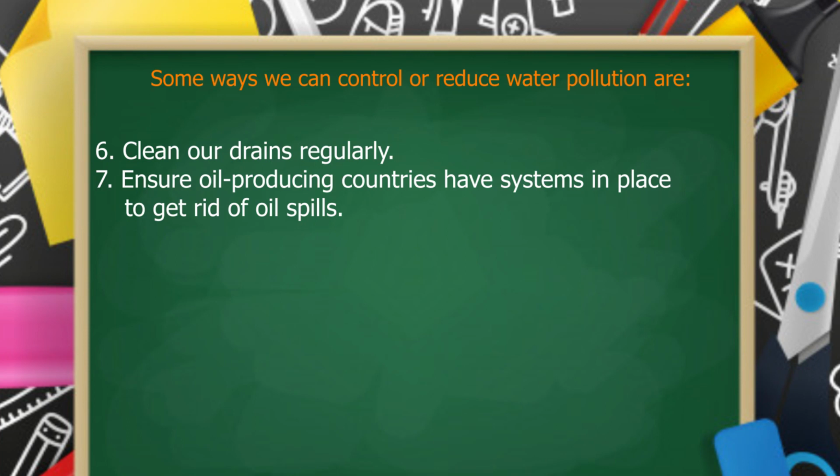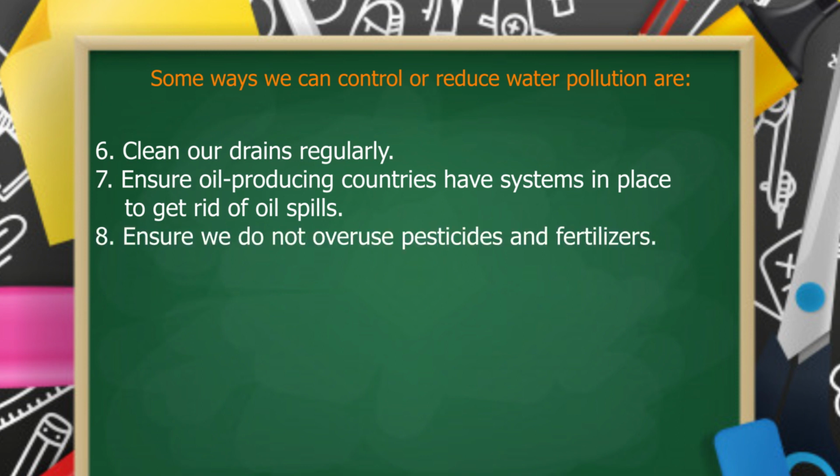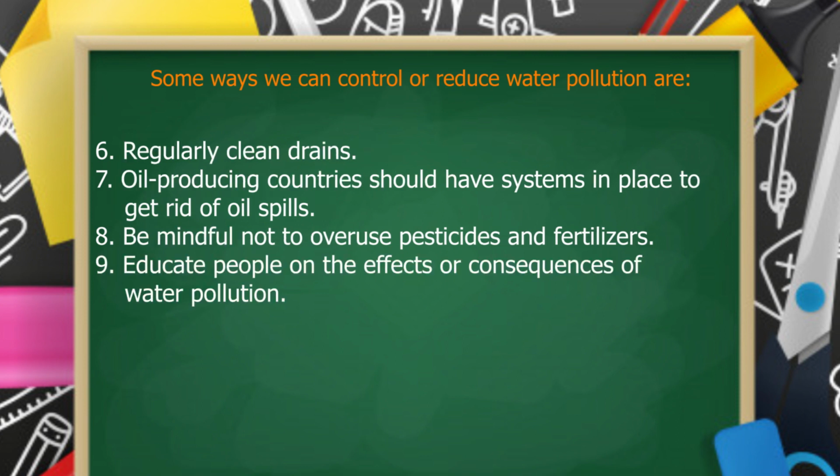Oil producing countries. Now, Guyana is now an oil producing country, isn't that so? Yes, we are an oil producing country now. So oil producing countries should have systems in place to get rid of oil spills. Be mindful not to overuse pesticides and fertilizers. Instead, what can we use? Right, we can use animal droppings or the manure from animals. So we need to educate people on the effects or the consequences of water pollution.